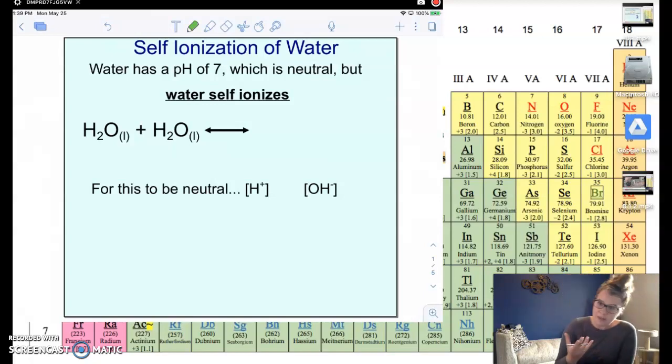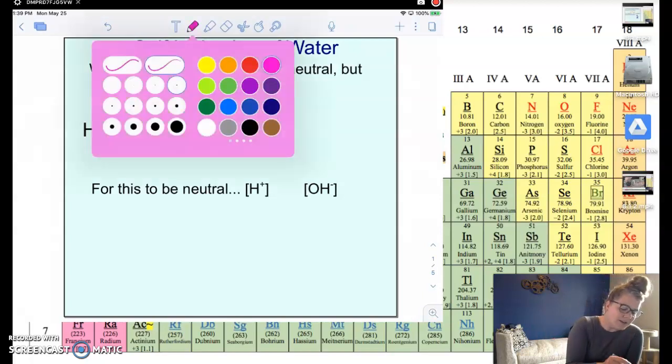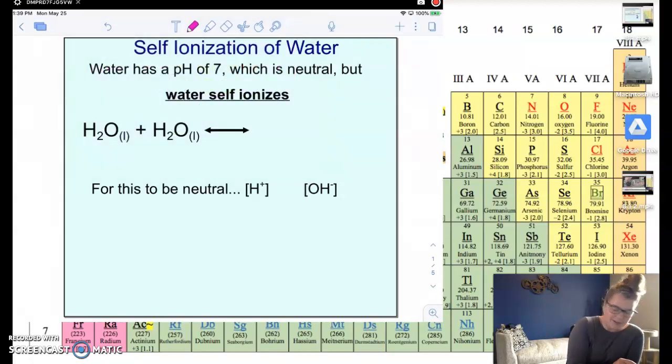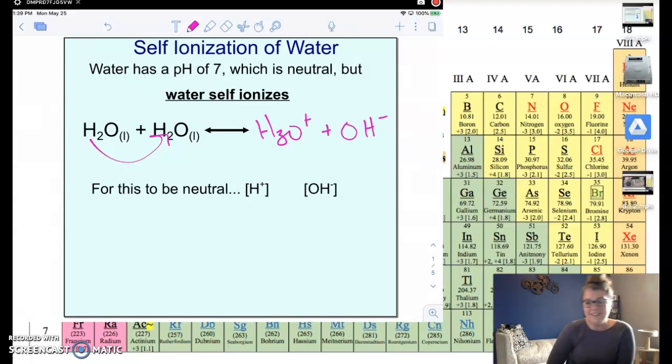Basically, we know that ionizing is giving an H to form that hydronium ion. So what water can do is just do that with itself. So two water molecules can hang out, and one can give up an H and form hydronium, and then that just leaves hydroxide by itself. Weird, right? We'll talk about the fact that this doesn't happen very frequently here in just a second, but it's possible, right? So one water can give up an H to another water, and then you get hydronium and hydroxide.